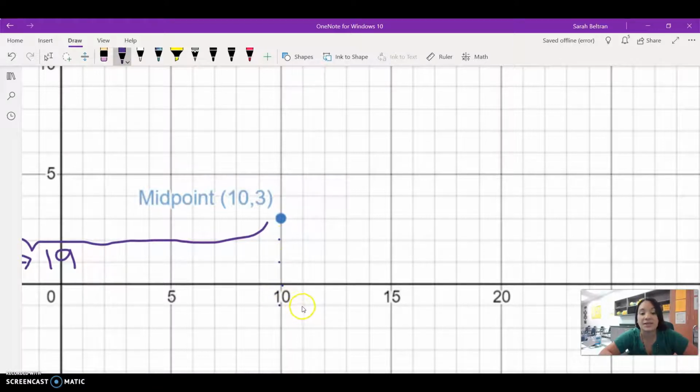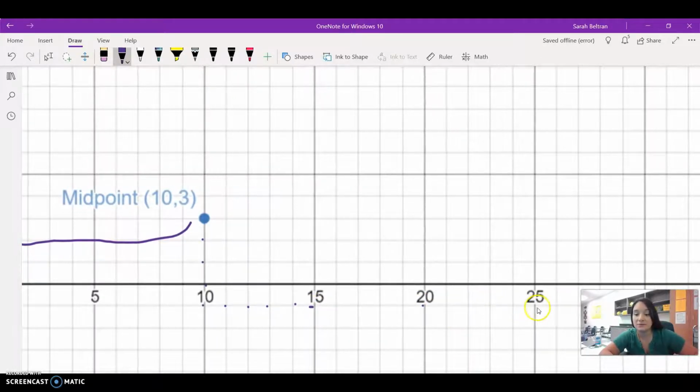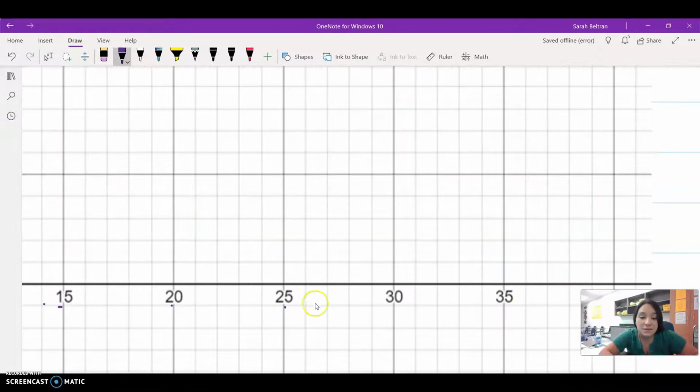And we're going to go over 19. 1, 2, 3, 4, 5, 10, 15, 16, 17, 18, 19. All right, so let's figure out where that point is.